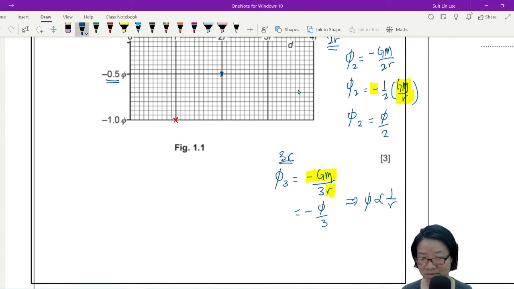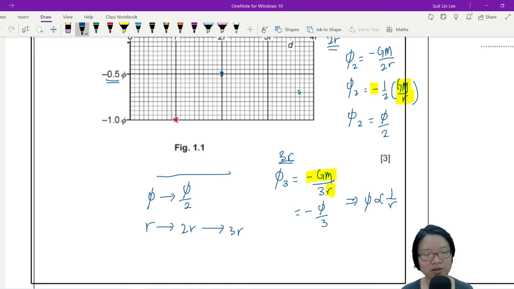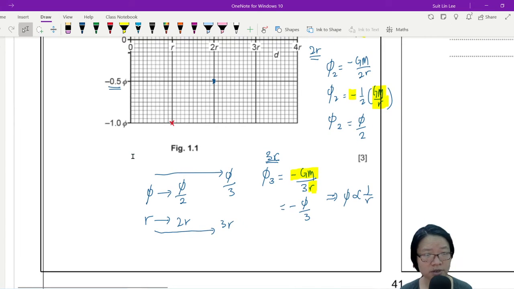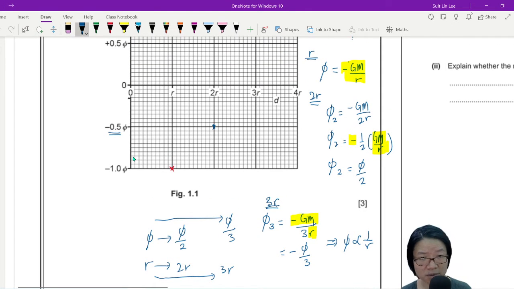Does that make sense? So if the radius goes to 2R, the potential goes to divide by 2. If it goes to 3R, then this one will go to divide by 3. Hopefully that makes sense. So this proportionality relationship is pretty important because different chapters in A2 may ask you to draw different graphs. But if you can see this and instinctively draw it, very good.